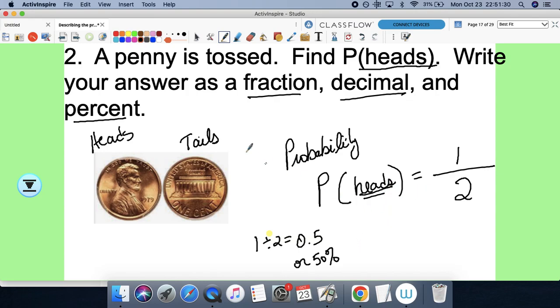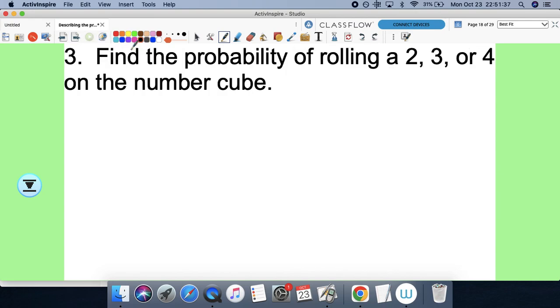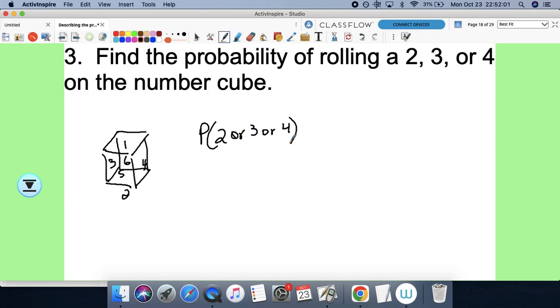So again, please copy the question. I want these examples in your notebook. Okay, and I mean all of these. Find the probability of rolling a 2, a 3, or a 4 on the number cube. So this is a number cube, right? Remember, number cube. It has the 1, 2, 3, 4, 5, and 6, right? And you want the probability of 2, or 3, or 4. So remember, the total at the bottom is 6, because there's 6 different outcomes.